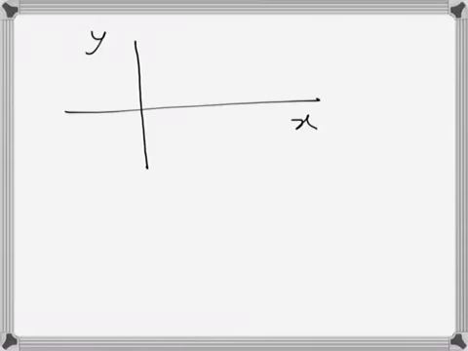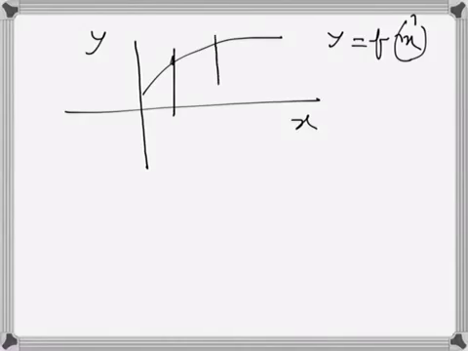Let's say we have an arbitrary graph like this one, and this is y equals a function of x. Now this graph, from any point x1 to another point x2, let's say there's a situation when this is rotated about the x-axis, like that.